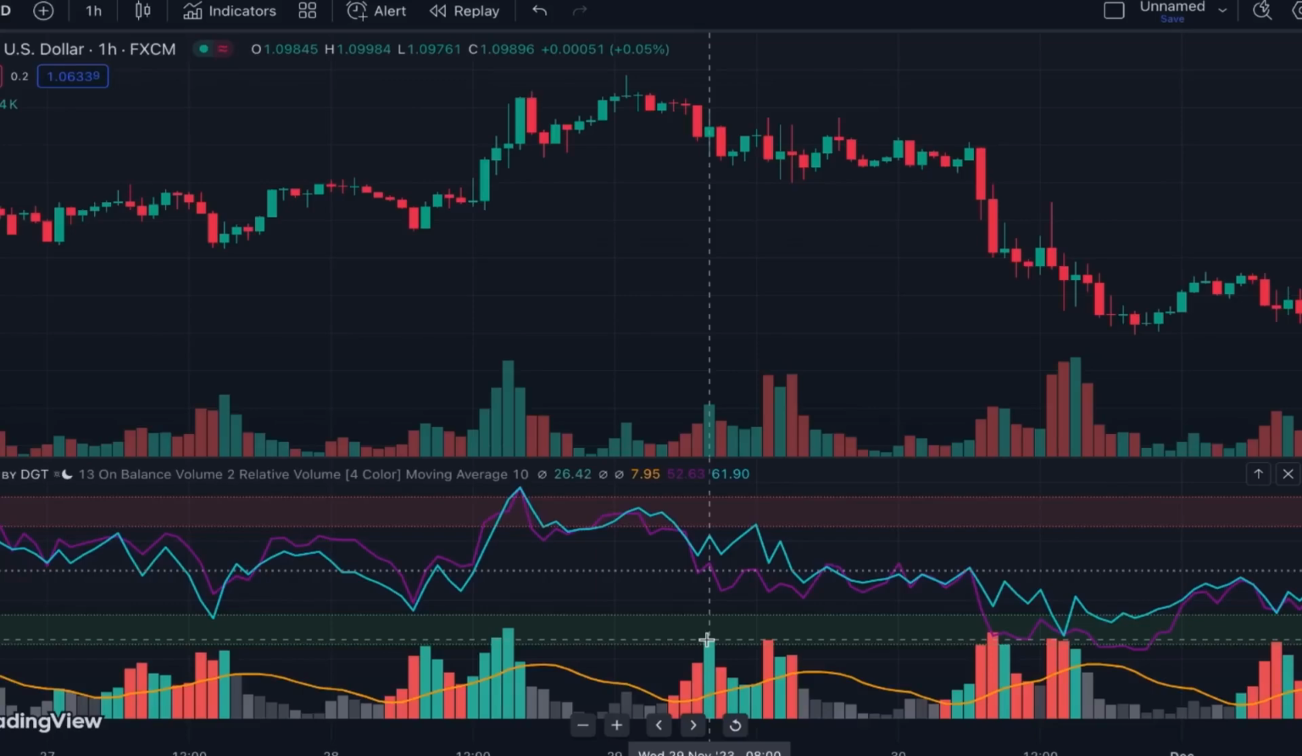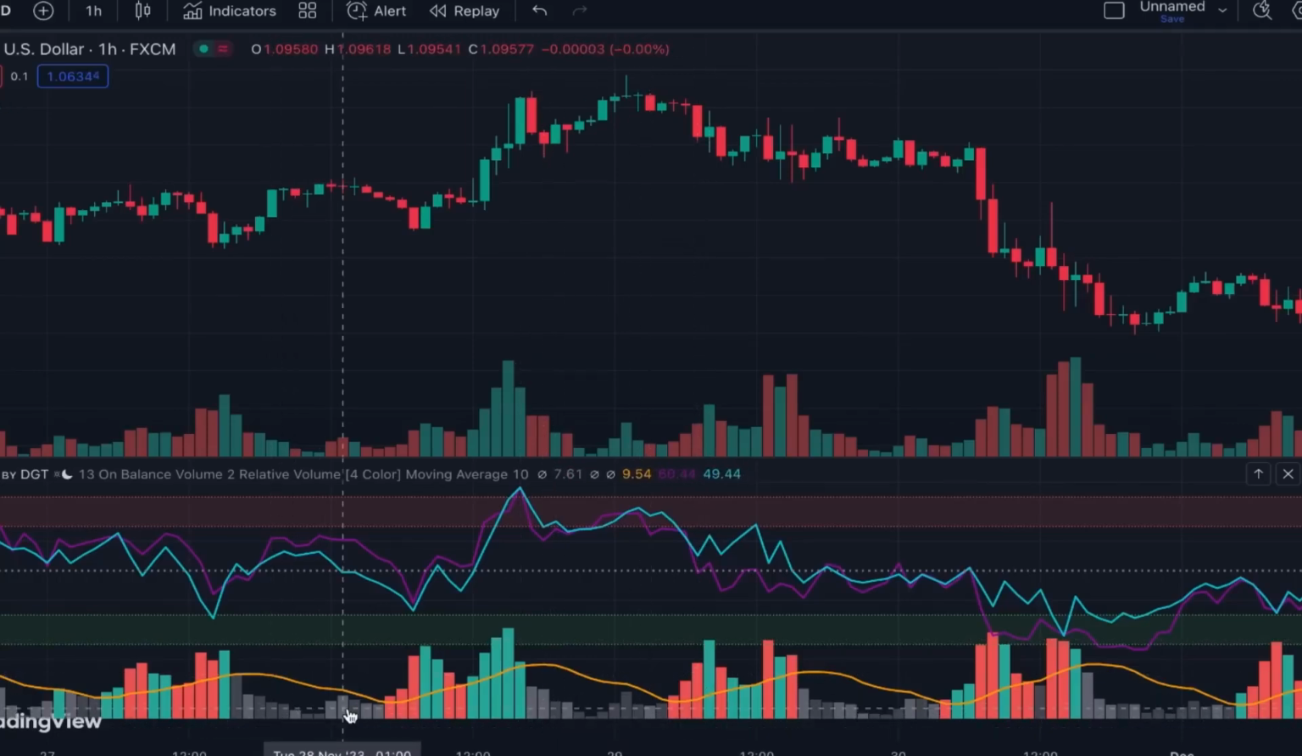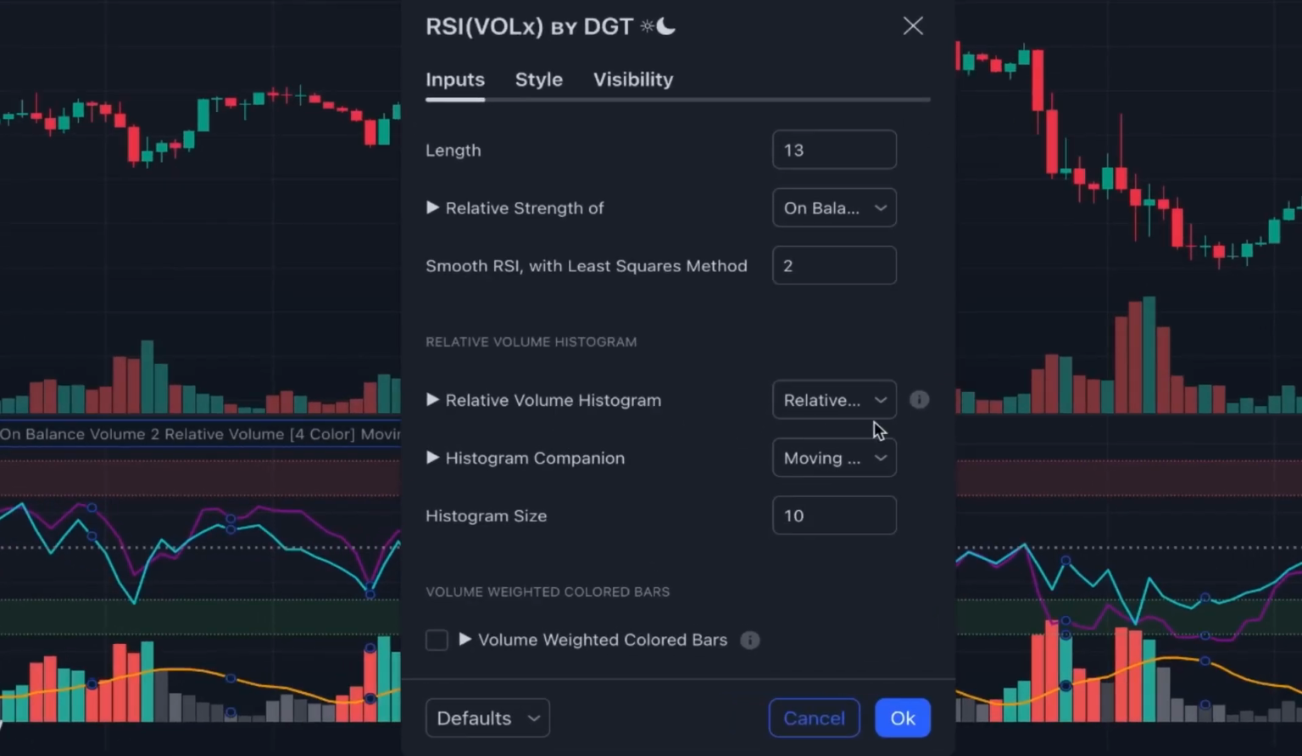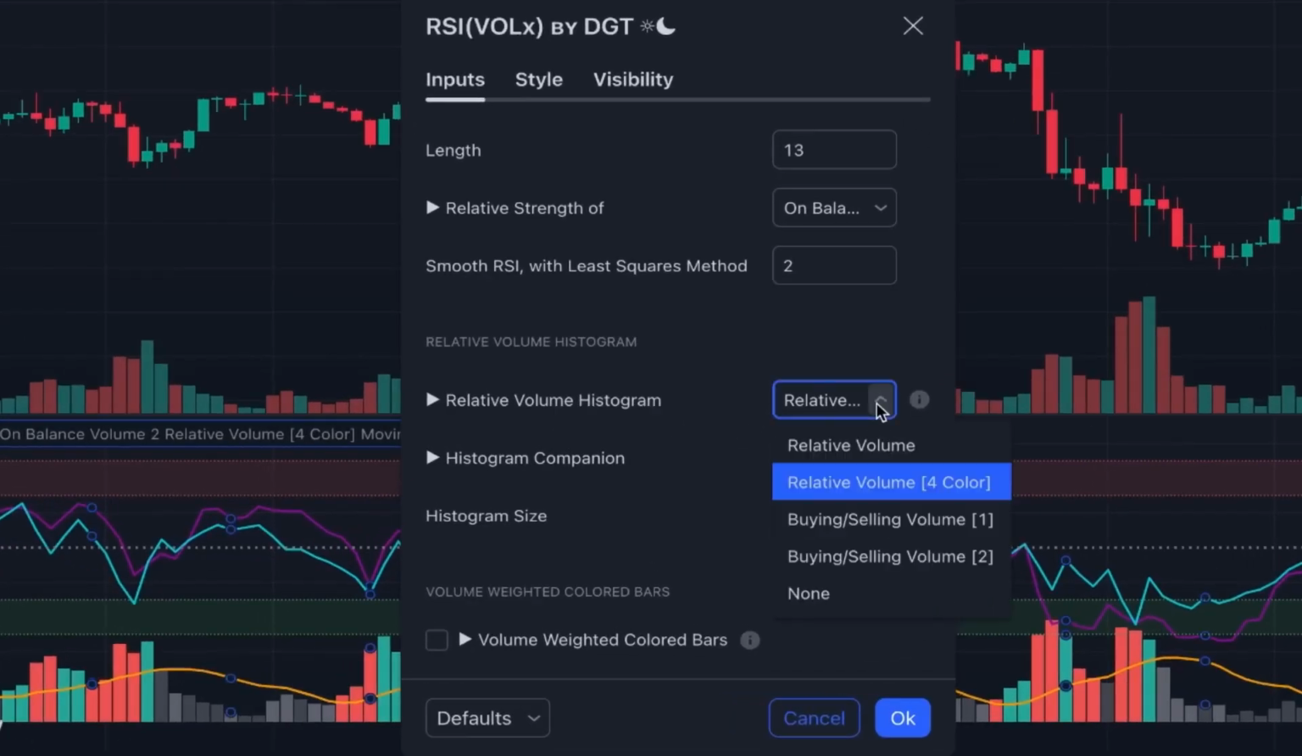The higher the bar is above the average, the stronger the interest, and when the bar is below the average, it shows low interest, and the bars become gray when they are below the average line. Here in the settings of the indicator, you also have different options for how the volume bars are shown on the chart. By default, it is set on relative volume 4 color.